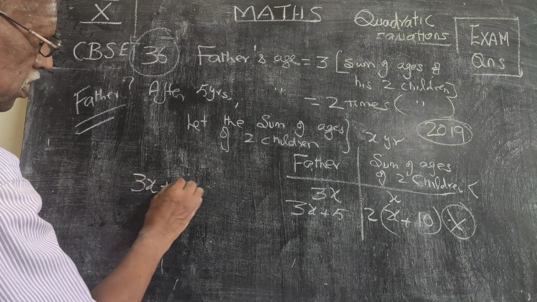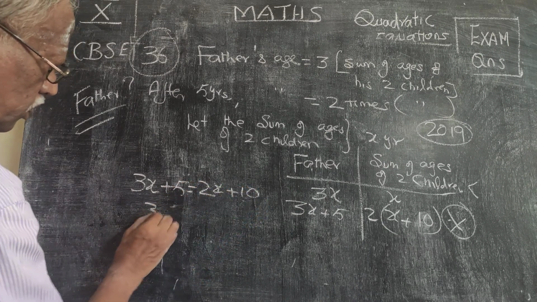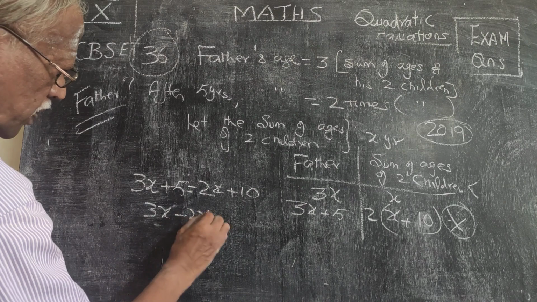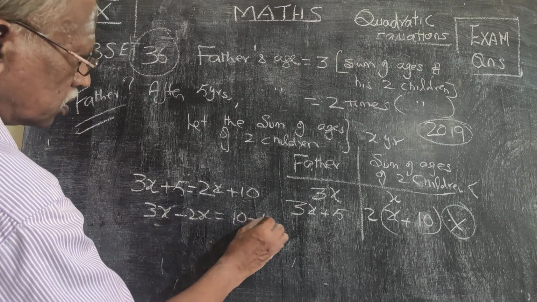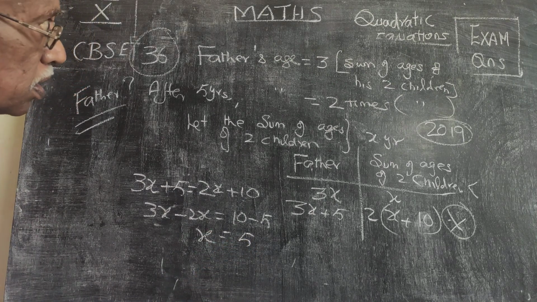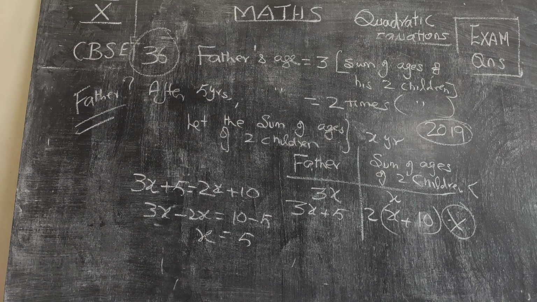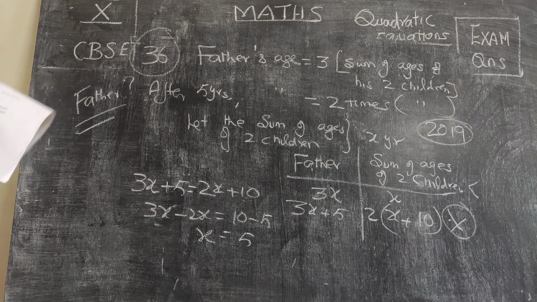3x plus 5 equal to 2 times (x plus 10), that is 2x plus 20. 3x minus 2x equal to, so x equal to 15. When x is equal to 15, after 5 years, the father's age is 2 times the sum of their ages.